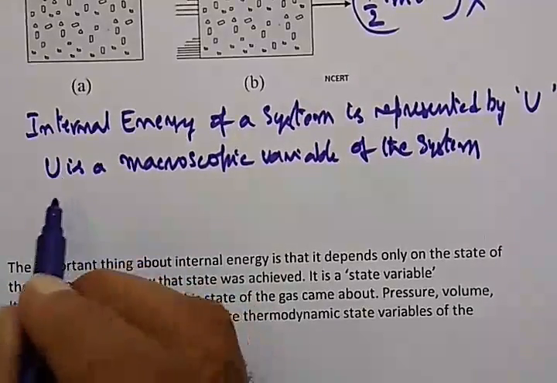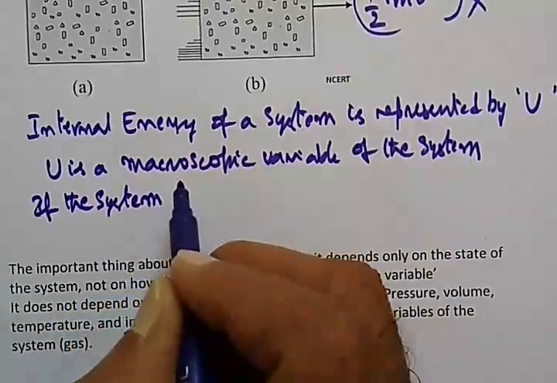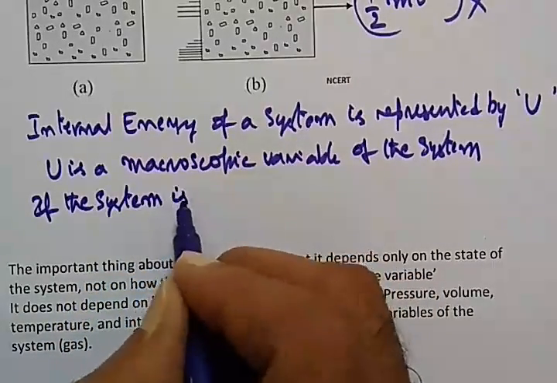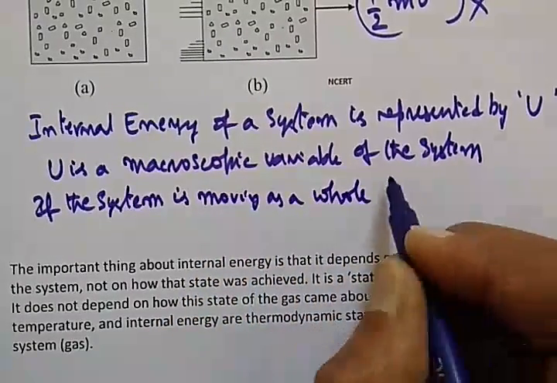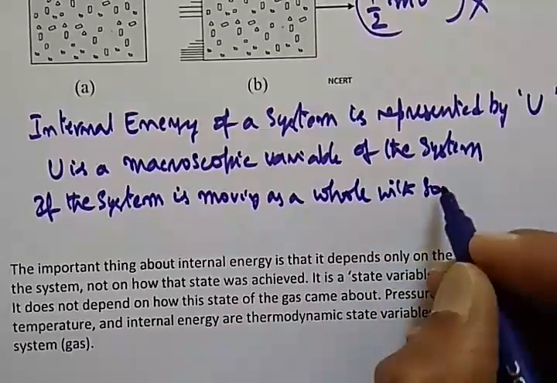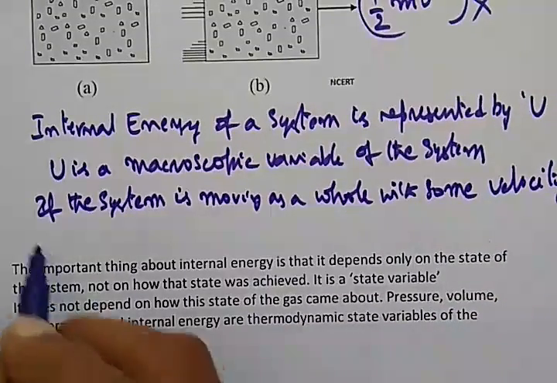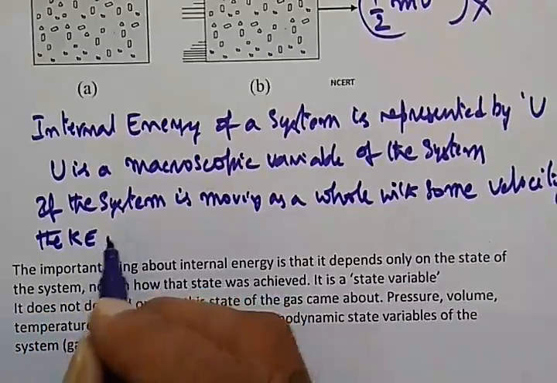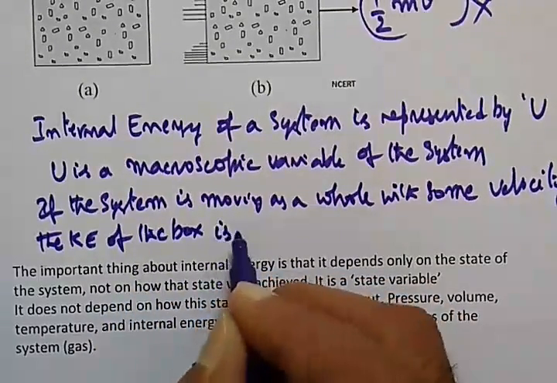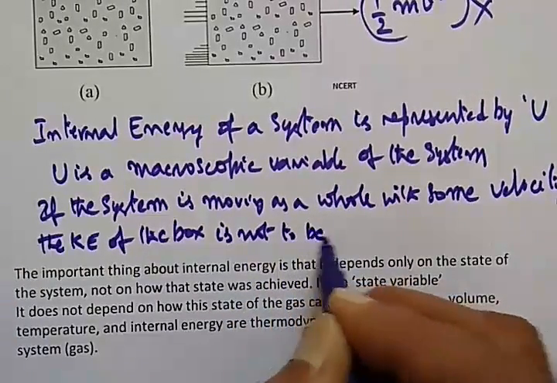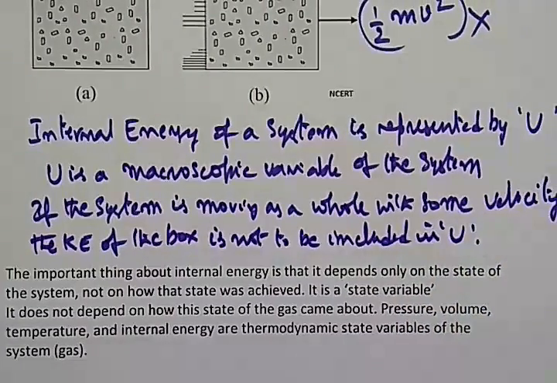Then whatever I discussed, I am writing. If the system or box is moving as a whole with some velocity, the kinetic energy of the box or system is not to be included in U. This is an important point to be remembered.